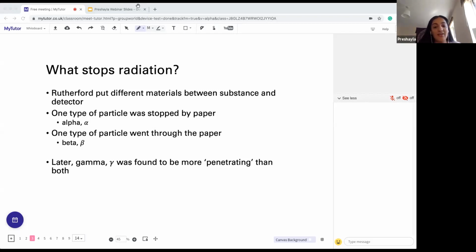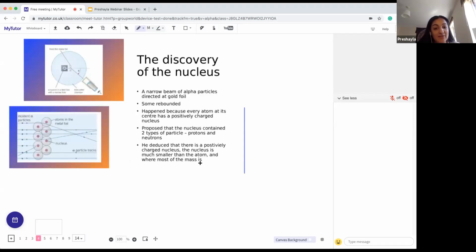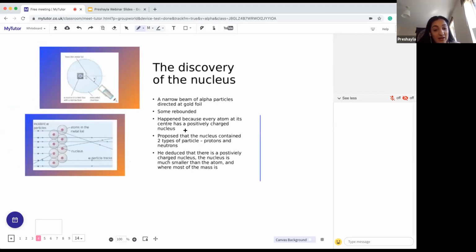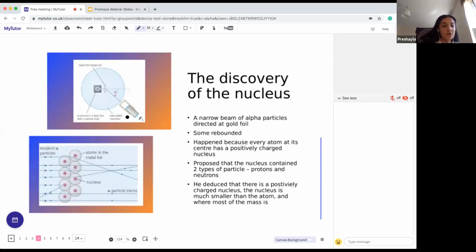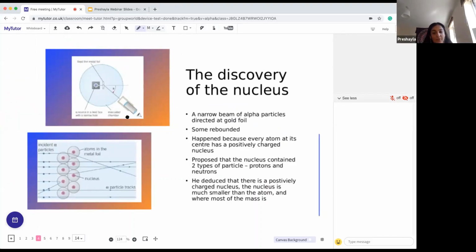So Rutherford carried out more and more investigations, and he found that alpha was composed of mostly positively charged particles. And the way that he did this is through his famous gold foil experiment. So what he did was he shot a beam of alpha particles at some gold foil.